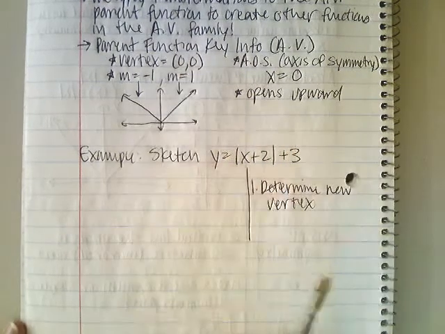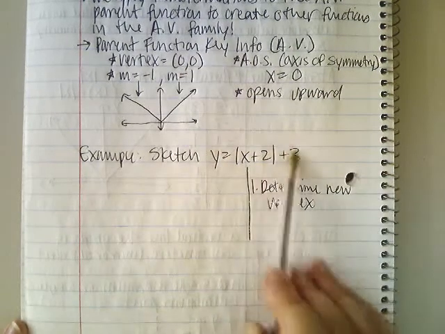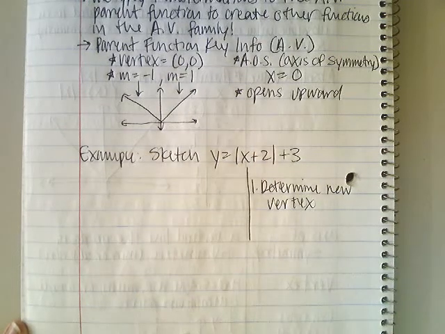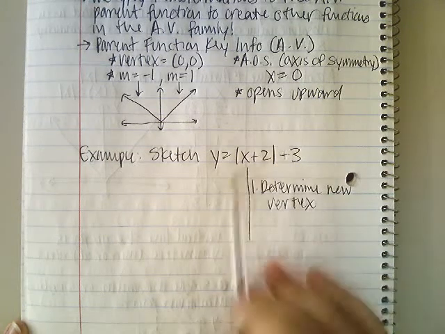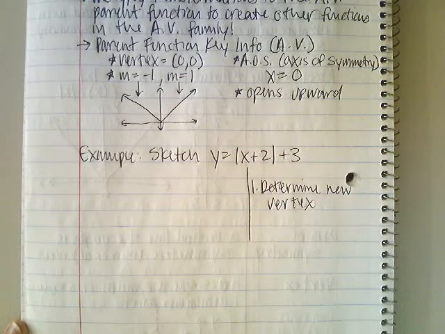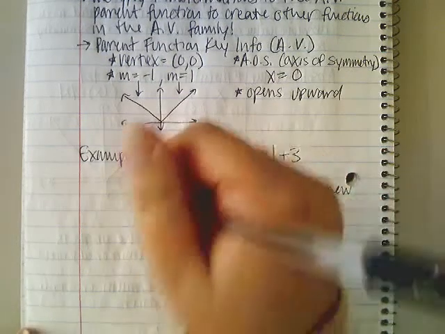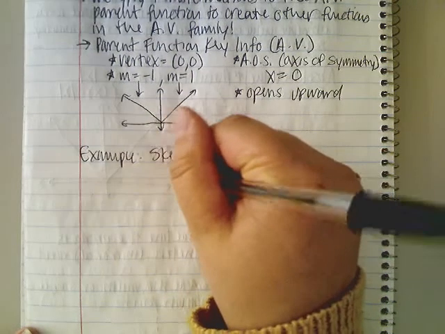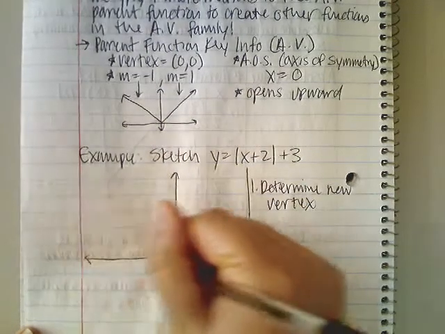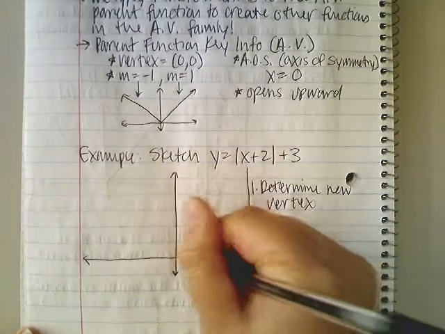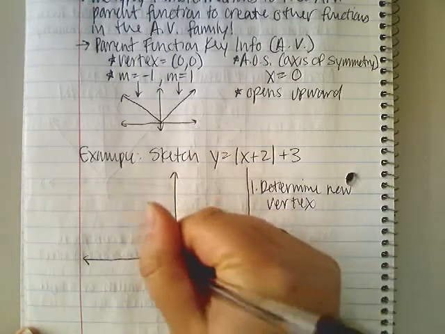Since my vertex is at 0, 0 to start, it's going to be easy to figure out where my new vertex is because I'm just going to look at the translations, so the things that are being added or subtracted to my function, to figure out where my new vertex is. So I'm also going to quickly sketch an x and y axis so I know what's going on. 1, 2, 3, 4.